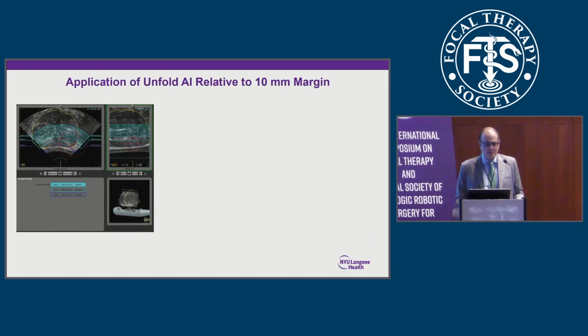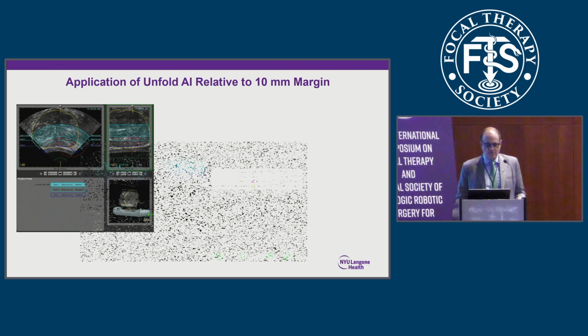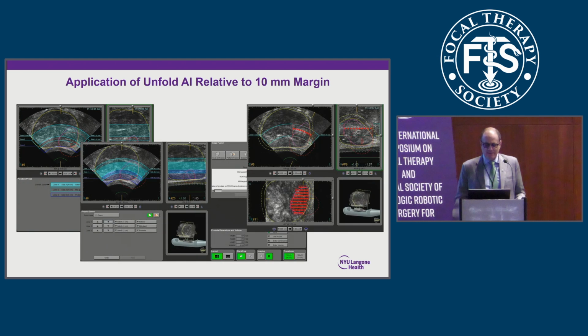This is an example of a case in which I fused the Unfold AI prediction to a Sonablate focal therapy. I don't know if you can make it out, but the red dotted line is the 10 millimeter margin. The pink line is the Unfold AI. So you can see that they're not totally overlapping in each plane. And when I treated, I did my best to conform to both margins to maximize margin. Now, whether that's too much of a margin, time will tell.